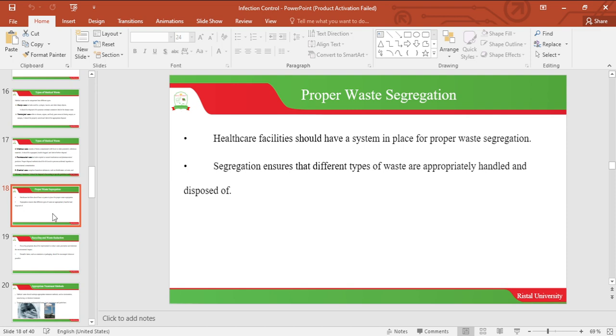Let's look at proper waste segregation. Healthcare facilities should have a system in place for proper waste segregation. Segregation ensures that different types of waste are appropriately handled and disposed of. For example, the previous slide that I showed you had different containers with different colors, and they were labeled for the various types of waste they are supposed to receive.